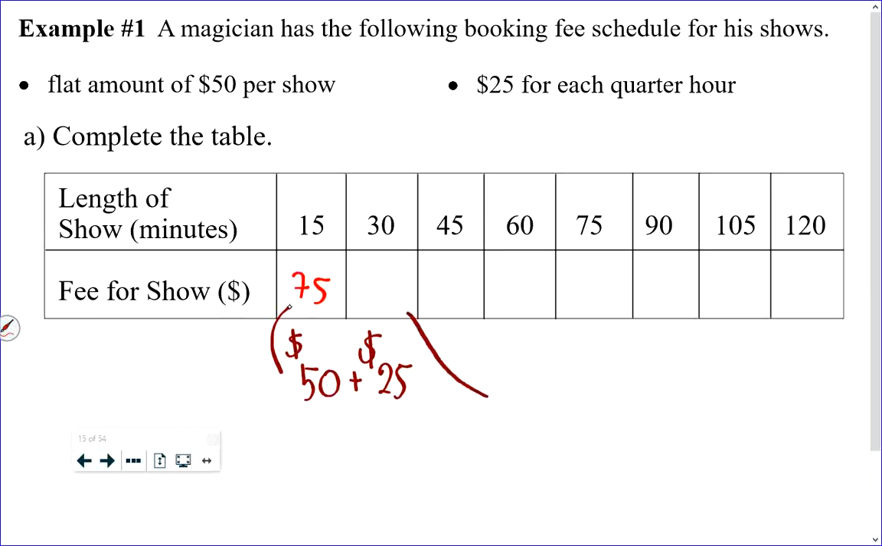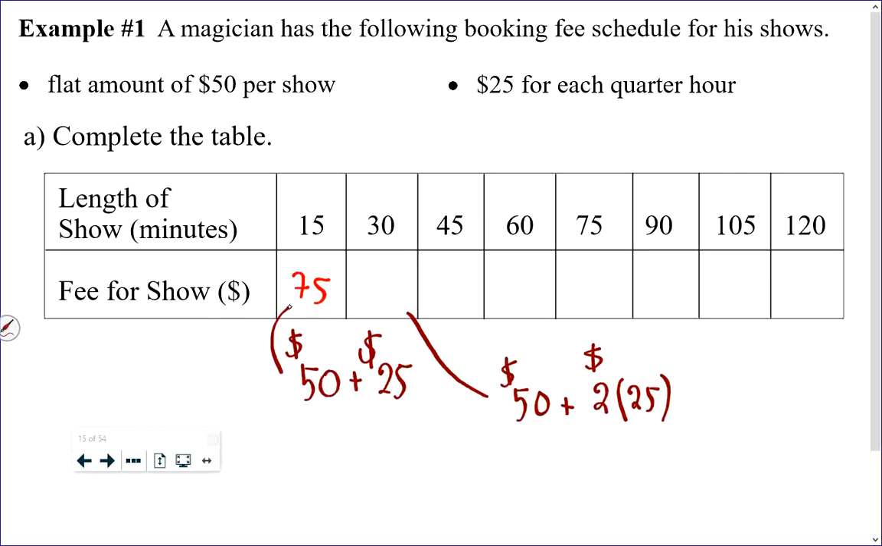I could say, well, it's going to be $50 plus, well, this right here, this 30 minutes, everybody, is two 15-minute time slots. So it would be plus 2 times $25. And I'm asking you to work out what that is. You get 100? 2 times 25 is 50, plus the 50 is 100.